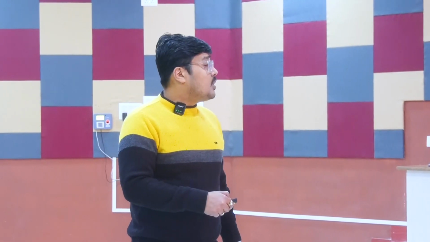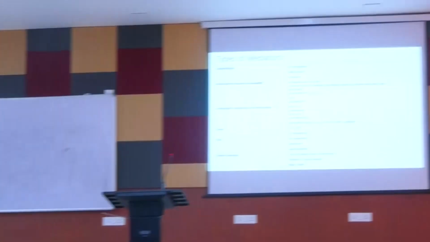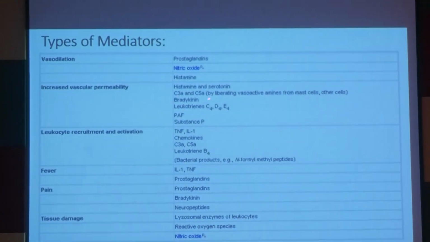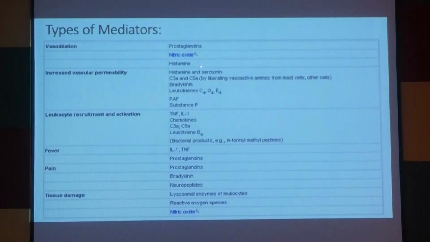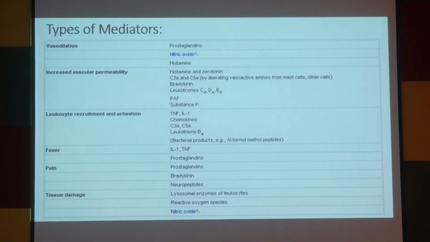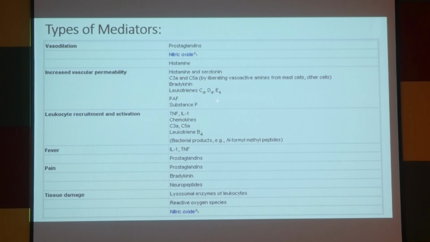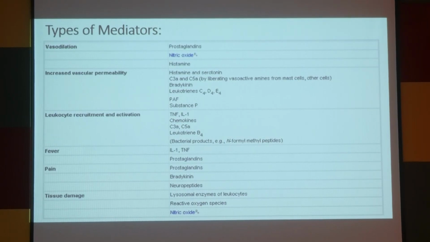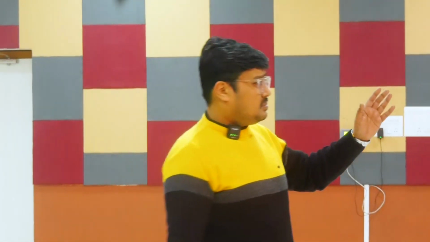So the chief responsible mediators are histamine, serotonin, C3a and C5a, collectively known as anaphylatoxins, bradykinin, leukotrienes C4, D4 and E4. So leukotrienes are members of the family of eicosanoids. Okay, next is platelet activating factor and next is substance P. So this list is categorized to show you which chemical mediators have the exact and intrinsic ability for the maximum vascular permeability of the affected tissue part.